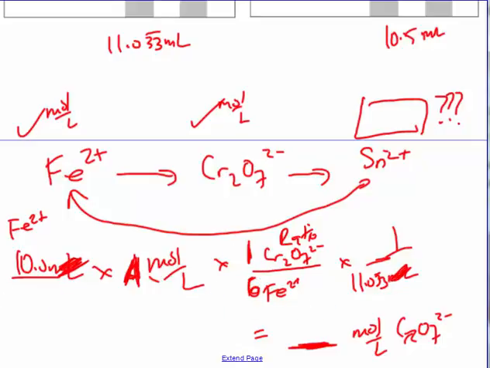So let me recap here. 10 milliliters of iron was used. It was used in a pipette. We know its concentration because we made this.